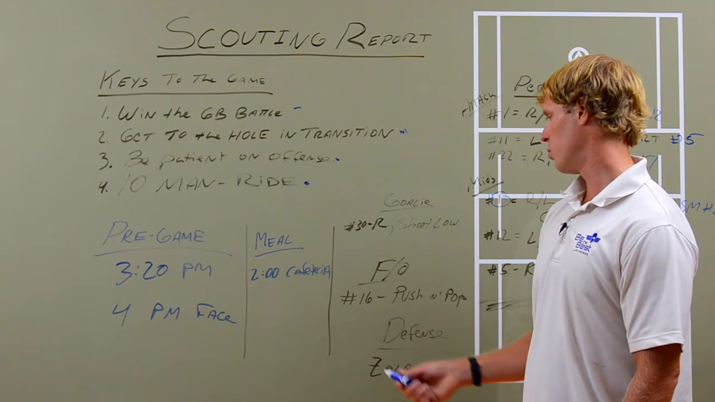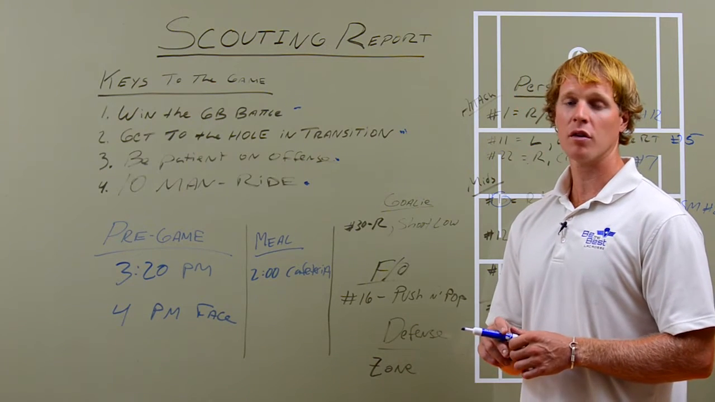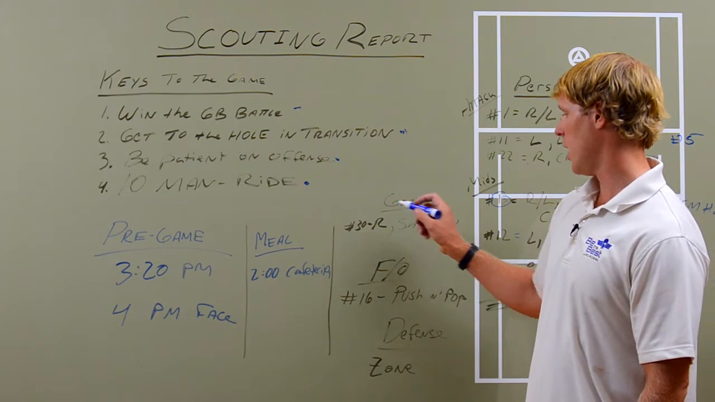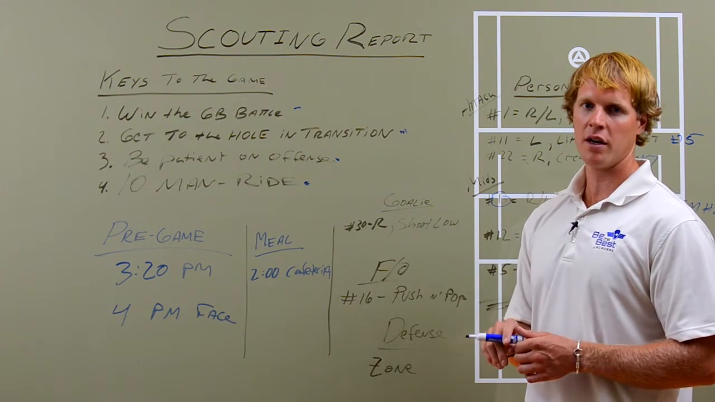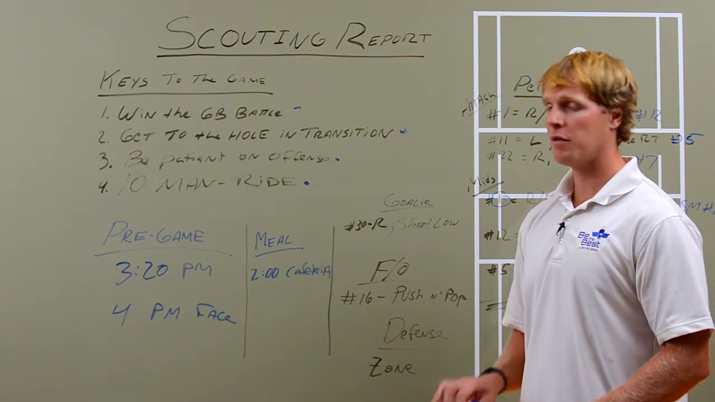Their face-off guy is really good. He's number 16. He likes to push and pop it. He creates a lot of fast breaks. So what we're going to do tomorrow is line our wing face-off unit guys down to prevent any fast break. Their guy's pretty good, but our guys have a pretty good year too.